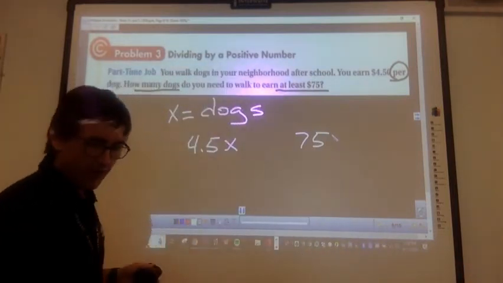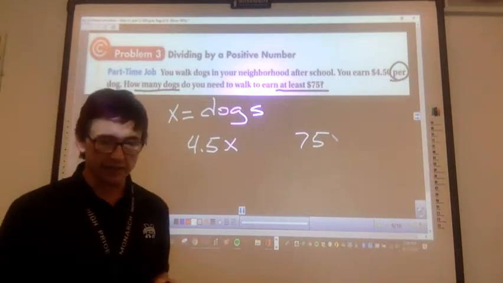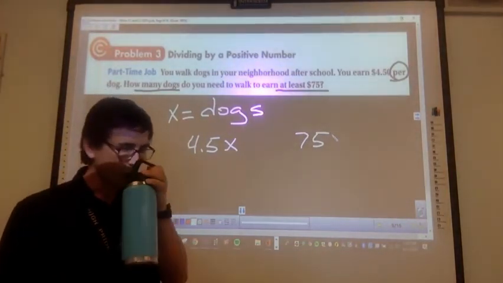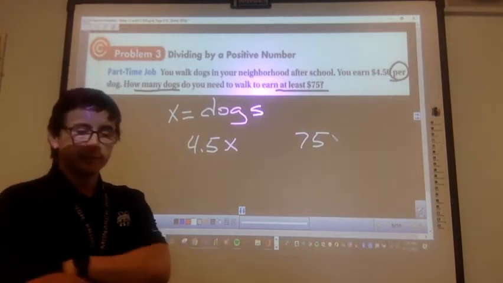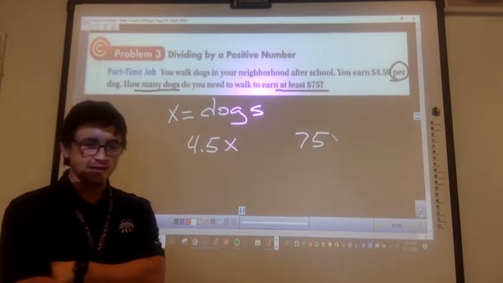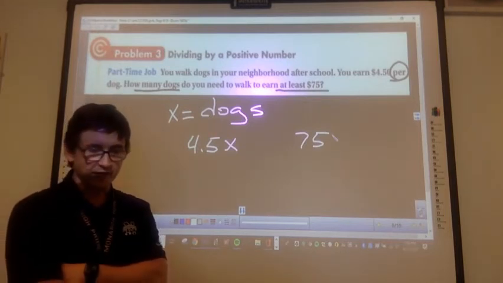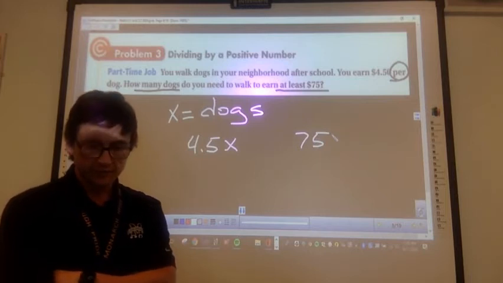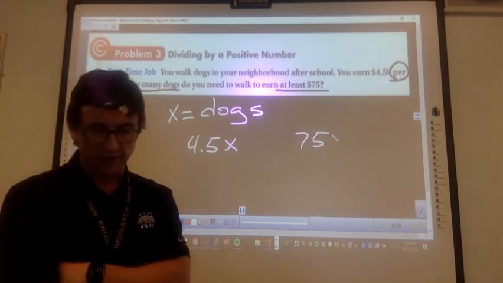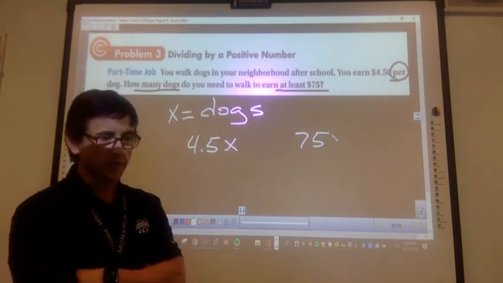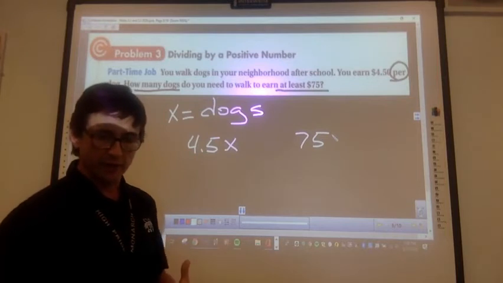So in the chat, tell me a number that is at least 75. At least 75. 32 is not at least 75. 75 is at least 75. That's good. 77, 76. All of those are at least 75. So that's kind of weird, right? At least means greater than or equal to.